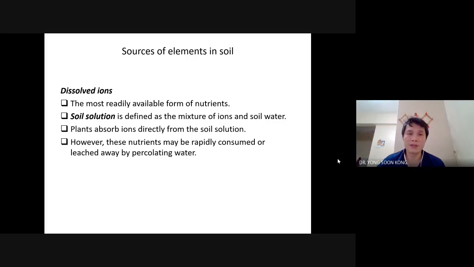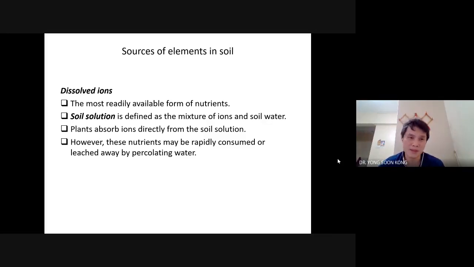Now, in order to become dissolved ions, the easiest way is to mix with some acidic water. So that reaction neutralizes the alkali, and then they'll become a dissolved nutrient. So I think it's as easy as that. However, there's one more thing.